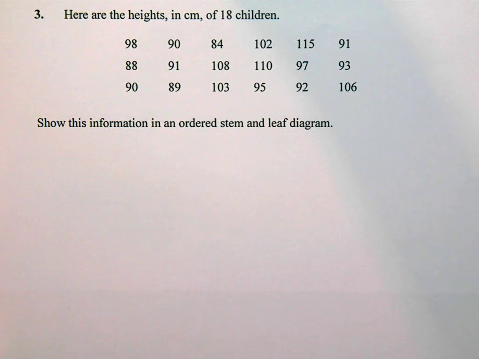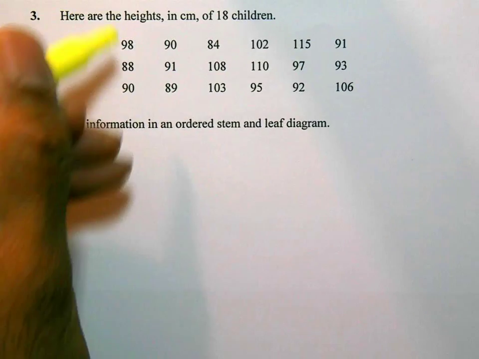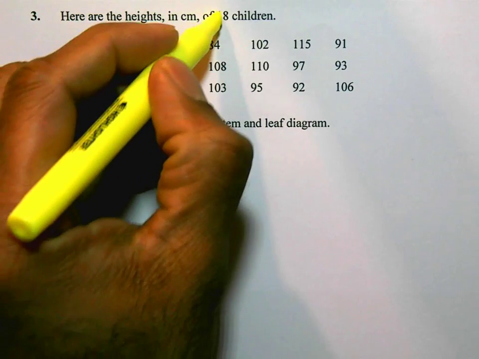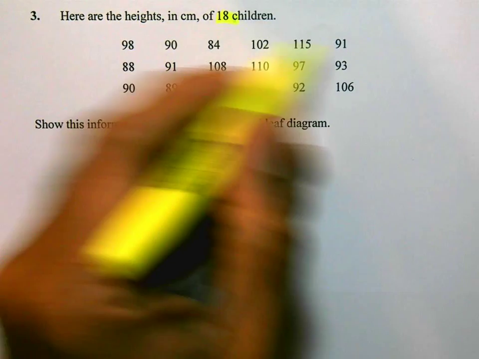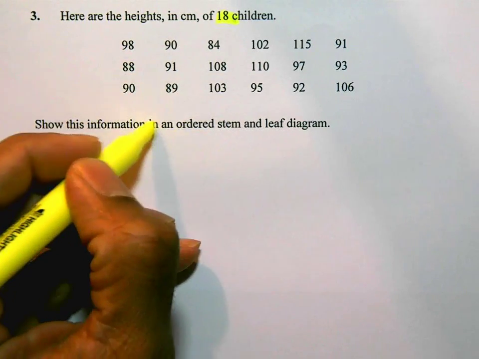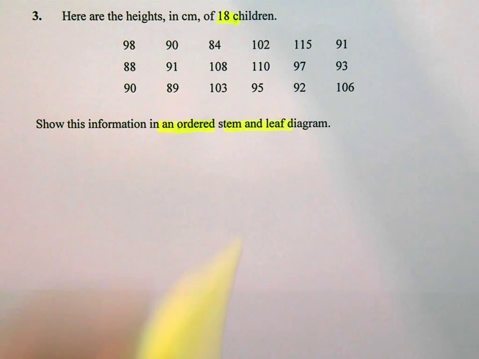This is question number 3 in the November 2014 non-calculator paper. So let's read the question. It says, here are the heights in centimeters of 18 children. So you have the heights over here. Show this information in an ordered stem and leaf diagram. So this should be a pretty standard question, and you should be able to do this without a problem.